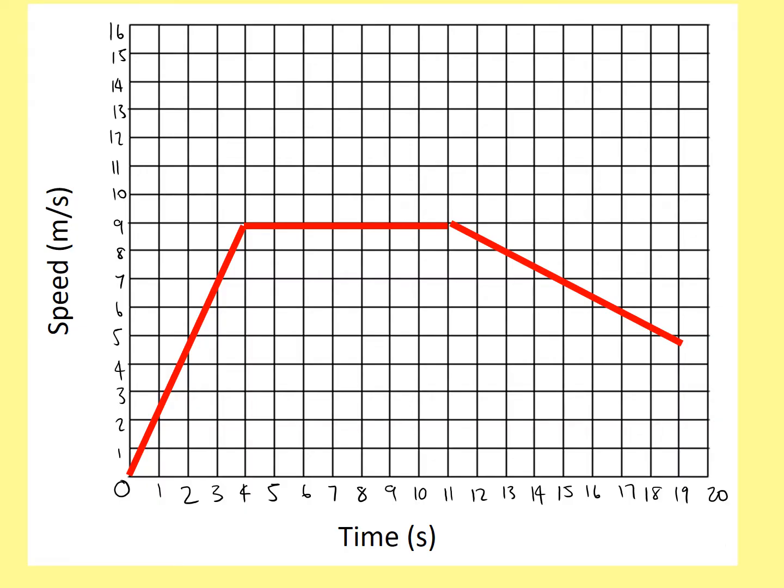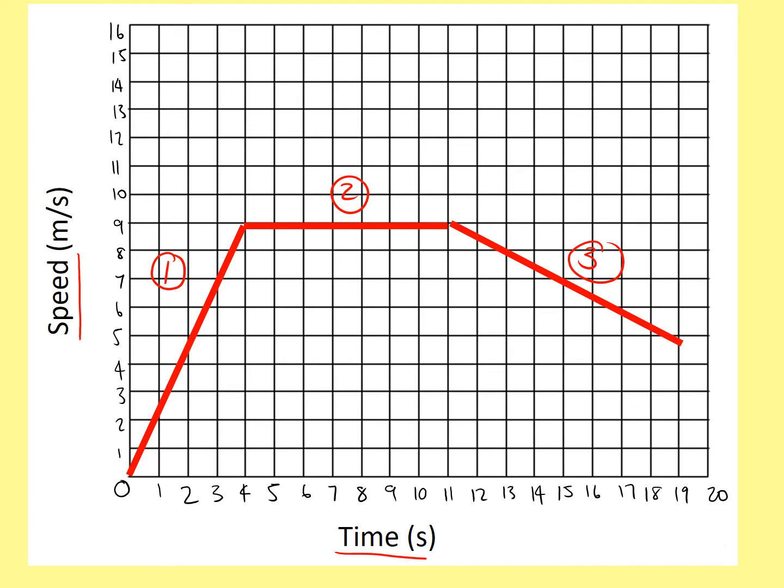Okay, we're now going to have a look at a journey described on a speed time graph. What I do is break up a journey like this into sections, and then I talk about the sections individually. So this is section 1 here, this is section 2, and this is section 3.